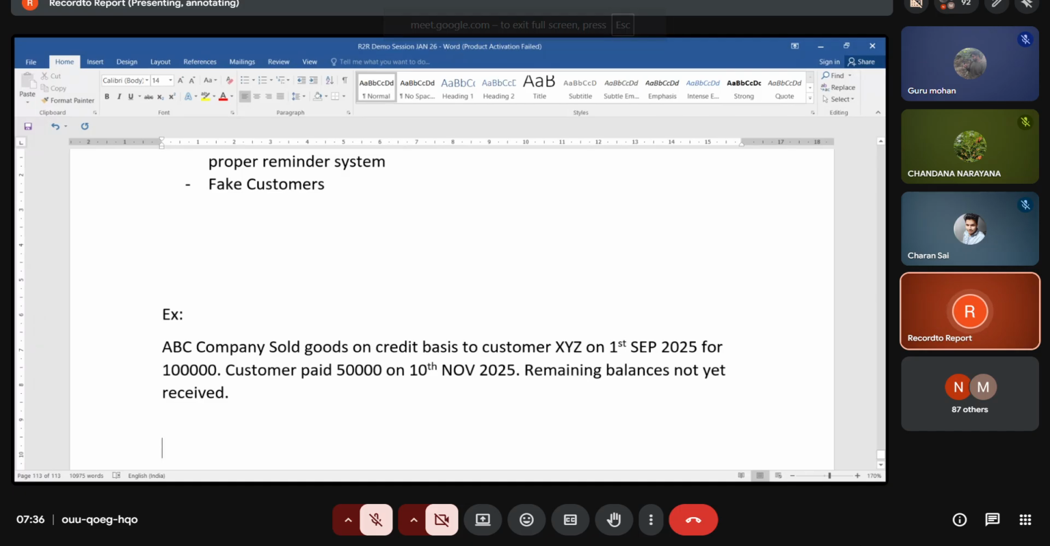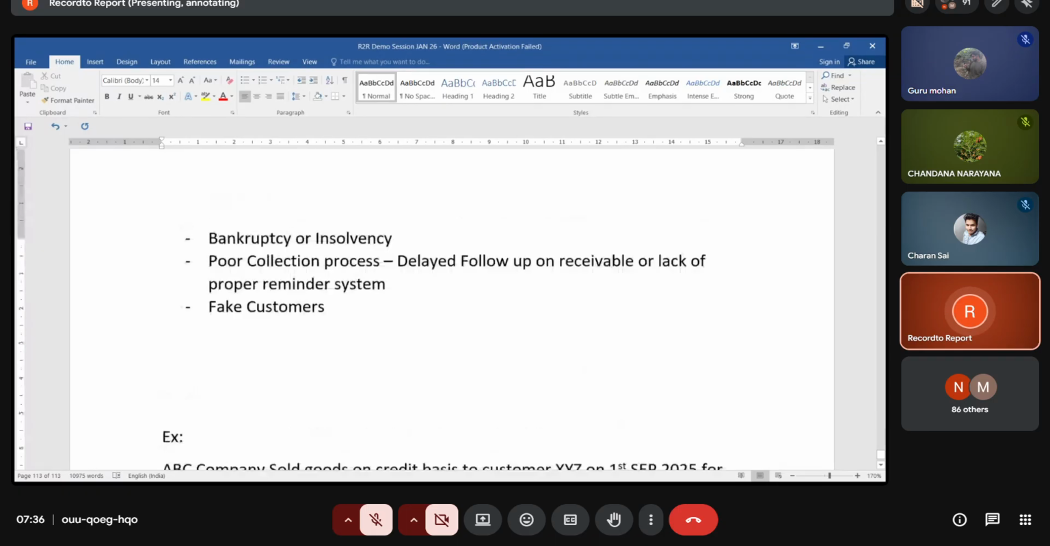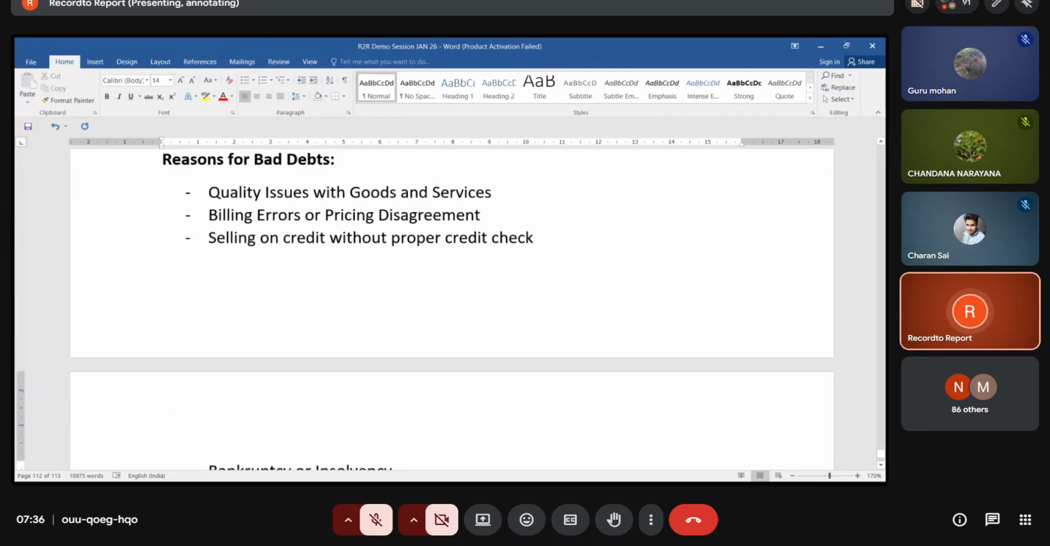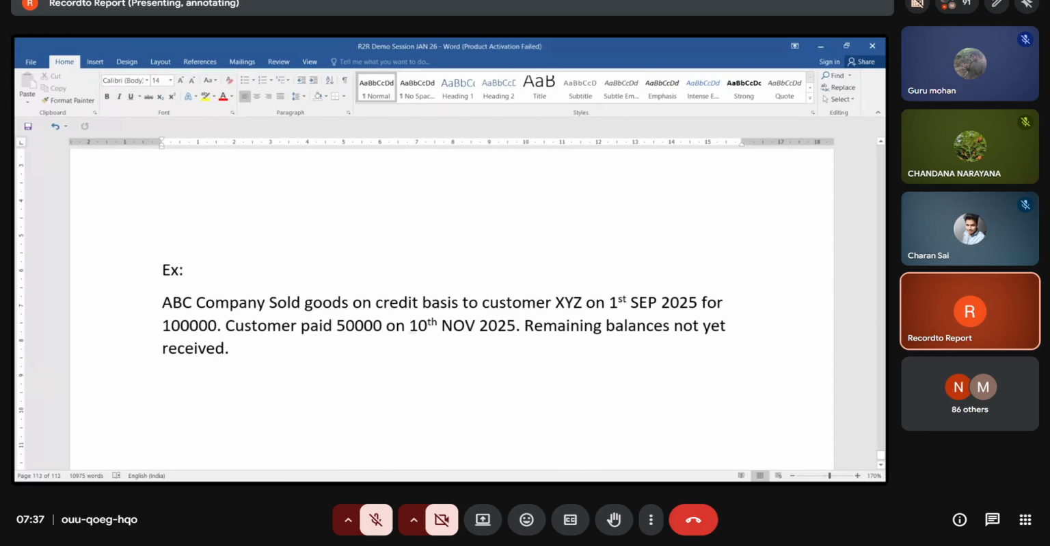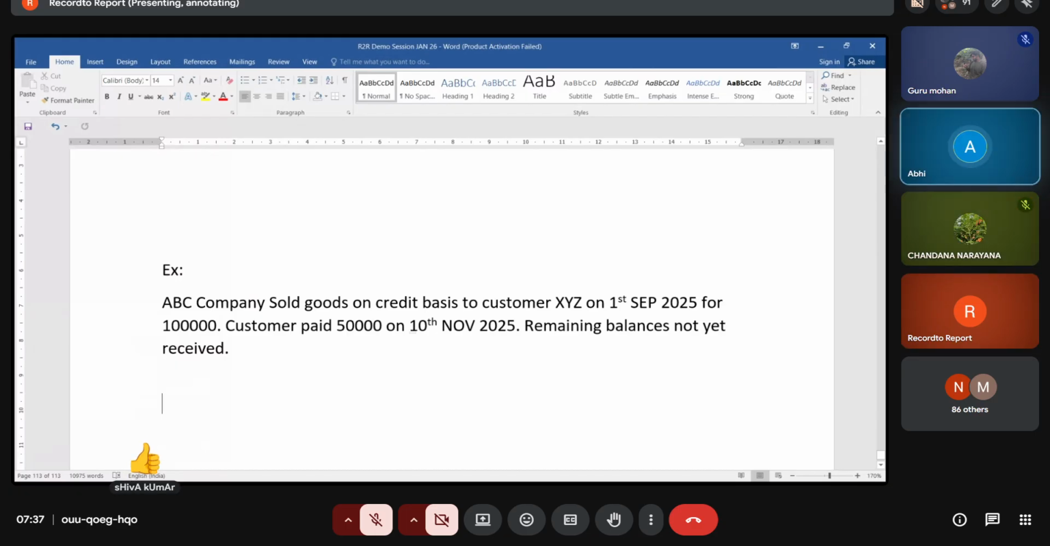Can you elaborate what are the various reasons for bad debts in the company? Why will customers not make the payment? This is one of the technical questions. You can give any 1 or 2, that's more than enough, guys. You can say the customer has insufficient funds, or the credit score is very low, or poor collection process, or selling on credit without proper credit checks. These are the various things you can answer in the interview, guys. Clear? Understood? Yes, bro.